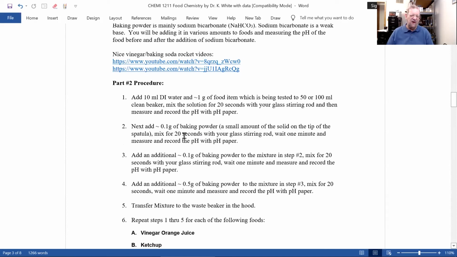This one we don't weigh out, I'll show you in the lab. This is a small amount, the tip of a spatula. Mix it for a quick amount. Reactions of acids and bases are the fastest in all of chemistry. And then after about 30 seconds to a minute, you measure the pH.